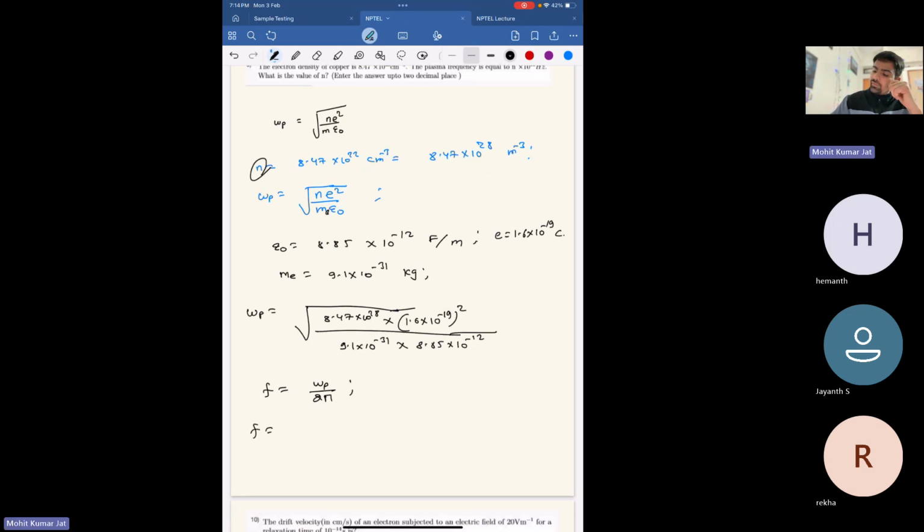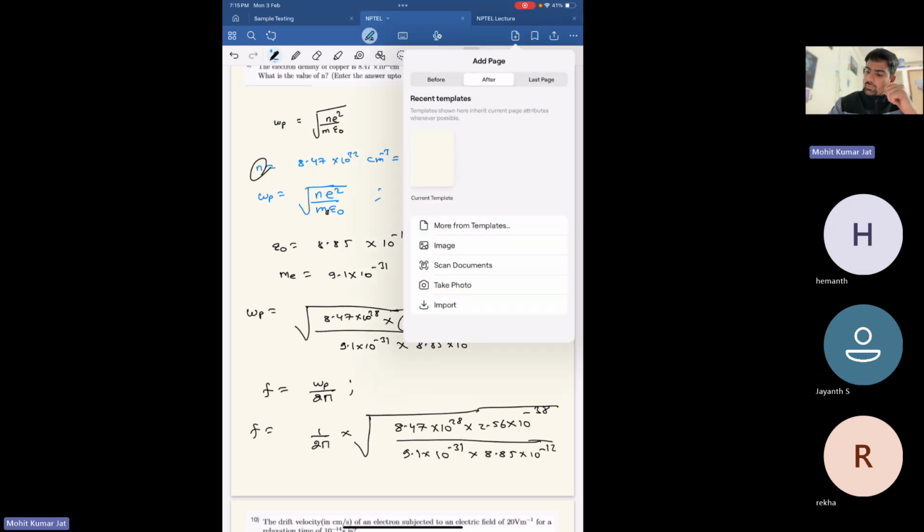So to find that, it will be 1 by 2 pi times 8.47 into 10 power 28 times 1.6 into 1.6. Just do the calculation, 1.6 times 1.6 is 2.56, 10 power minus 19 minus 38, divided by 9.1 into 10 power minus 31 is 8.85 into 10 power minus 12. Let me just solve it. Okay.